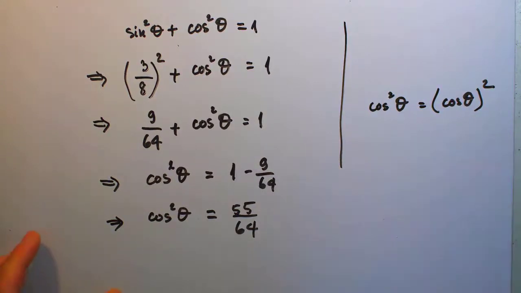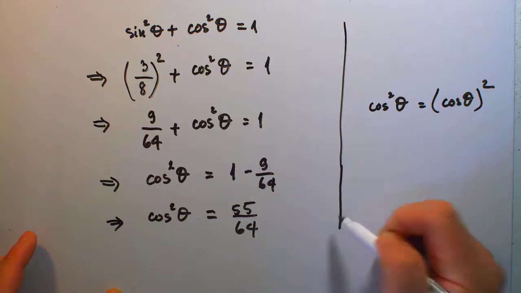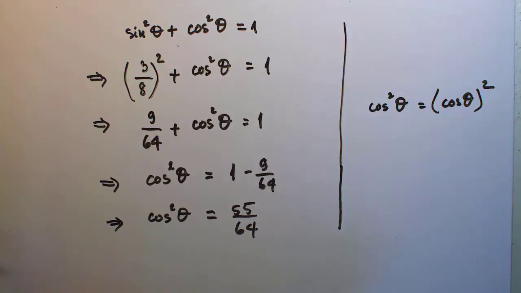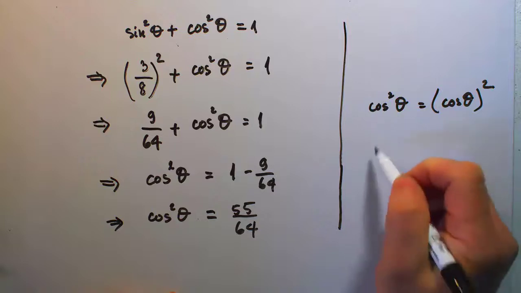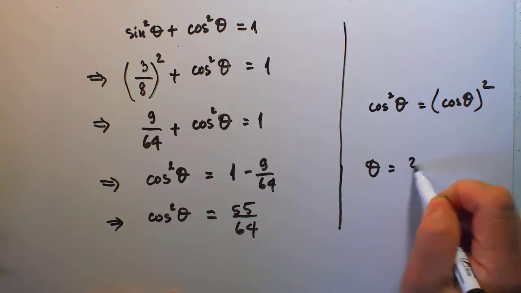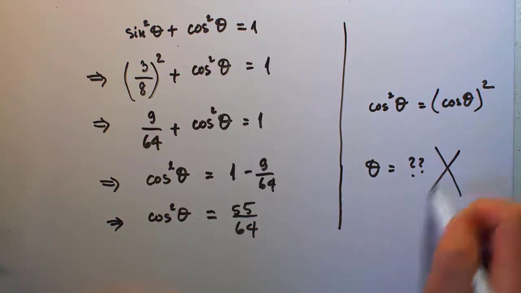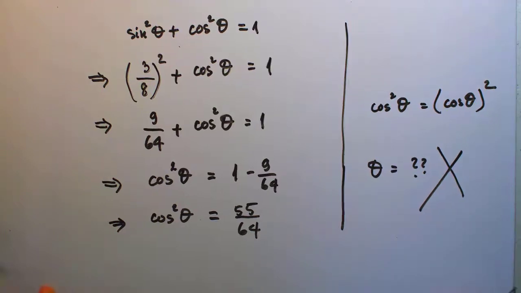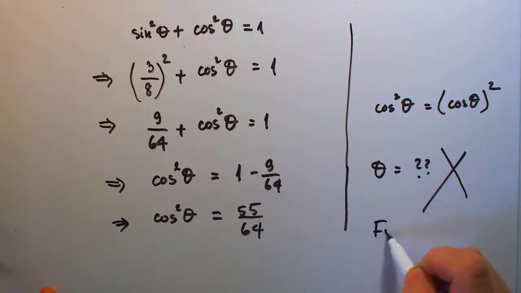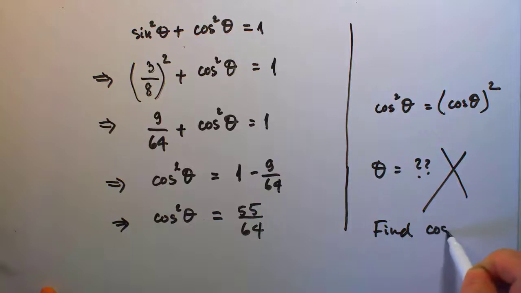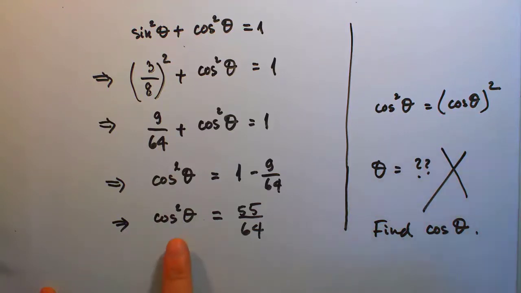Now, keep in mind that in the entire problem we actually do not need to find what theta is. Finding the value of theta is not really our main goal. We do need to find the value of cosine theta. So to find cosine theta, all you need to do now is the usual operation, taking the square root on both sides.